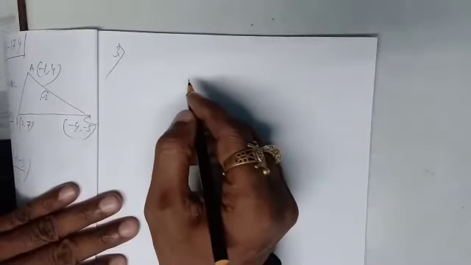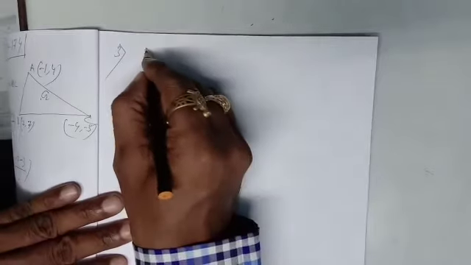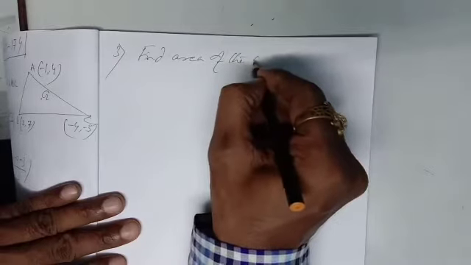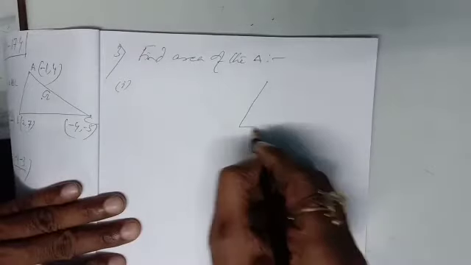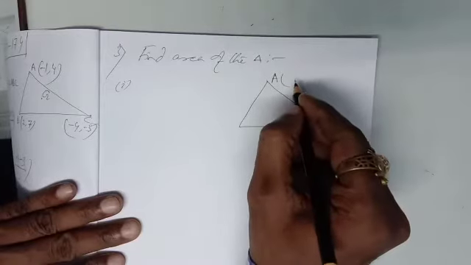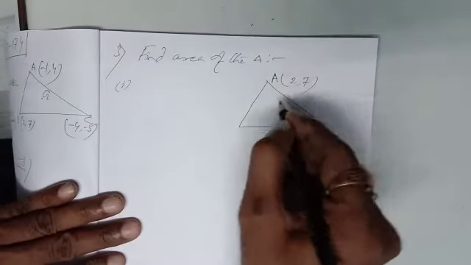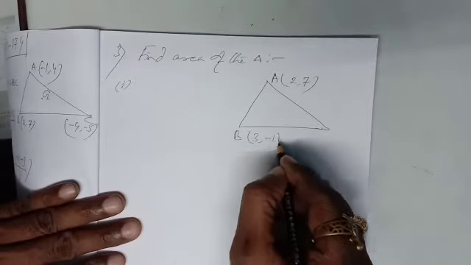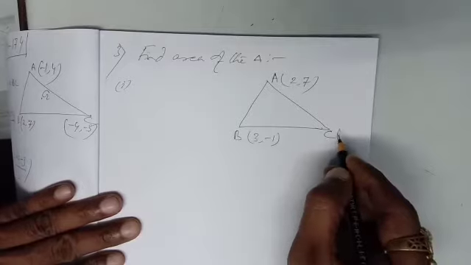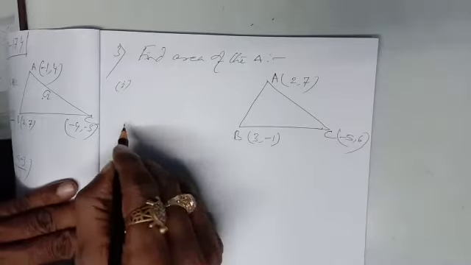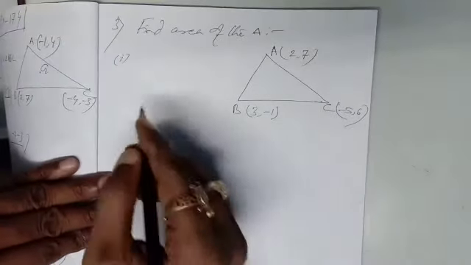See the next question: you have to find the area of the triangle. First, draw a triangle with the coordinates given. Vertex A is given as 2, 7, vertex B is given as 3, -1, and vertex C is given as -5, 6. You have to find the area of the triangle. Okay, I have already explained this before.